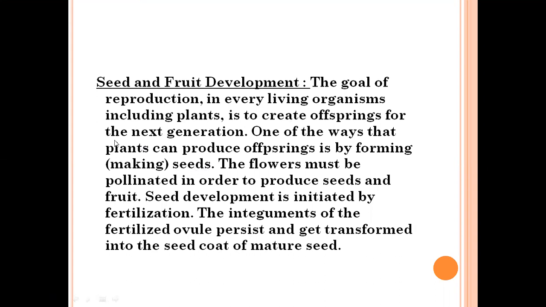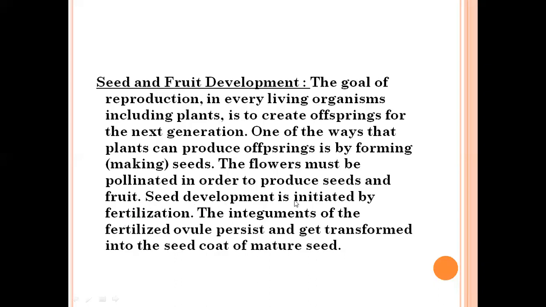In plants there are so many different methods to produce new plants, just like vegetative propagation, budding, zoospore formation, and all that. We already discussed all those things. So one of the methods is to produce seeds. The flowers must be pollinated in order to produce seeds and fruit. This means that flower pollination is very essential, and without that we cannot see the production of seeds and fruits.